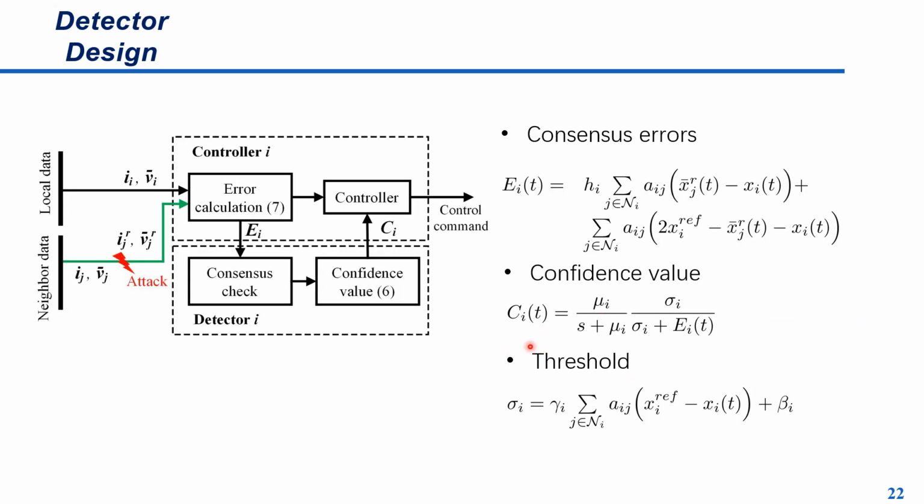The C is a confidence value, which is expressed like this, and the first term is a filter to filter out the measurement noises. The second term consists of a consensus error and the threshold. And if there are no attacks, then the consensus error will be 1, and C will also equal 1. If there are attacks on links, the consensus error will be greater than the threshold, making the confidence value converge to 0.